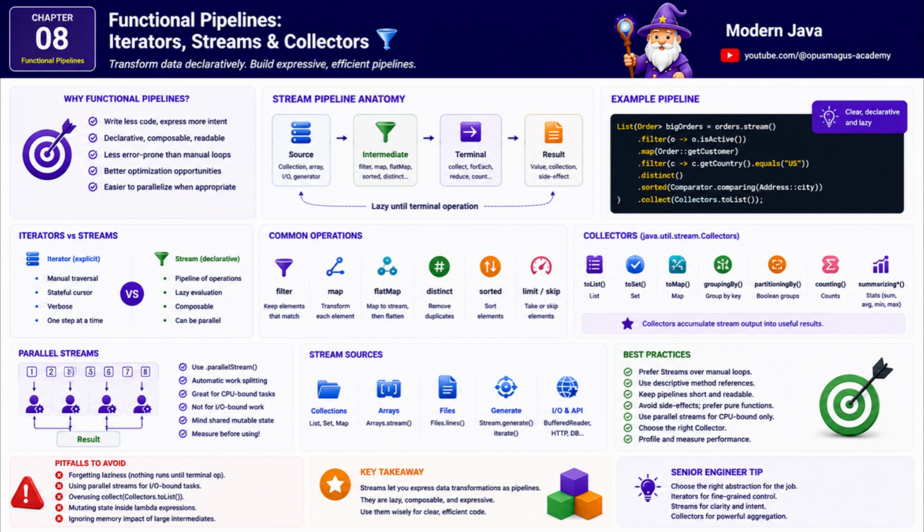Most backend systems spend a lot of time moving through collections, filtering records, transforming values, grouping results, validating inputs, and assembling output models. Java gives us several ways to do that, but the important choice is not whether a loop or a stream is more fashionable. The important choice is which style makes the data flow easiest to understand and safest to maintain.